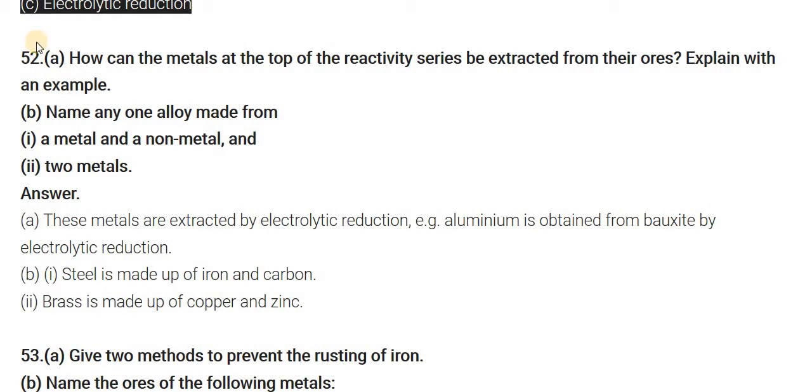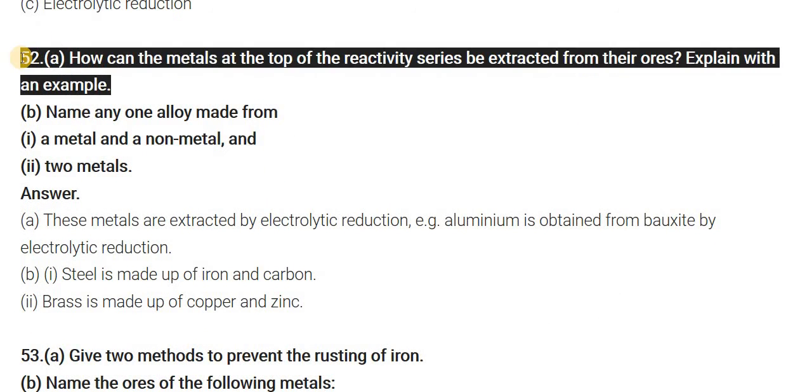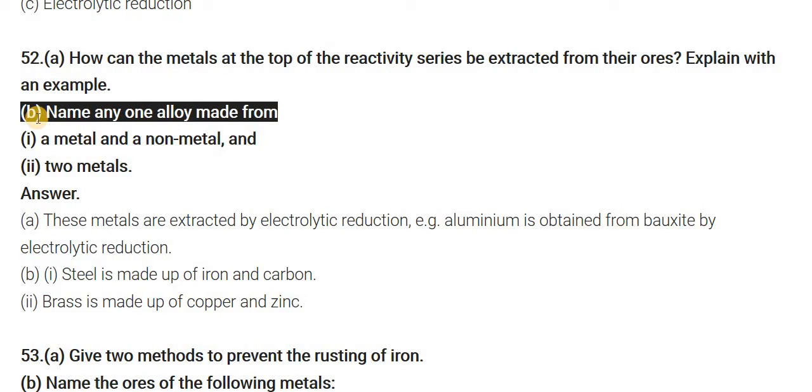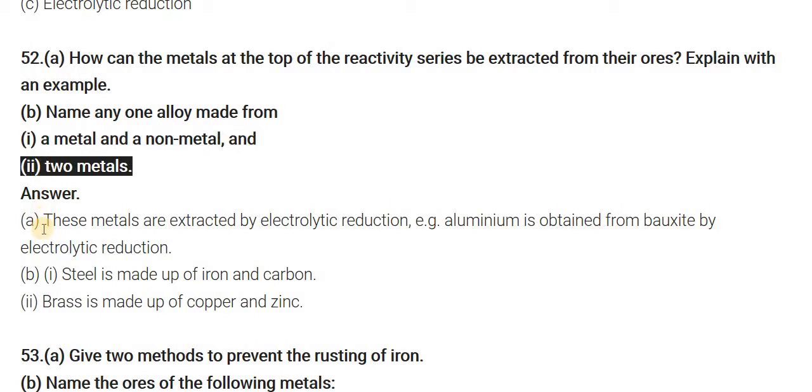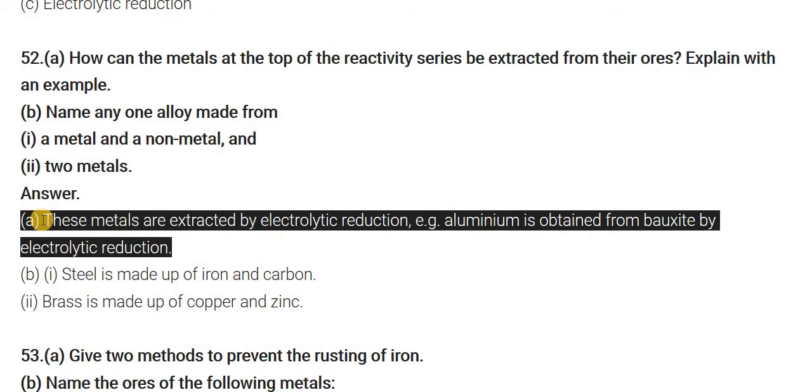Now the 52nd question. How can the metals at the top of the reactivity series be extracted from their ores? We already saw this in the previous question: if the metal is highly reactive, then we can extract it by the electrolysis process. Explain with an example. The B question: name any one alloy made up of a metal and a non-metal, and of two metals. So let's give the answer to the first question.